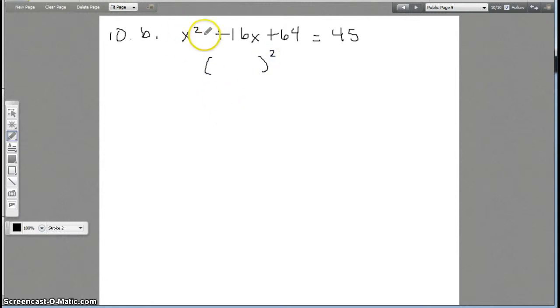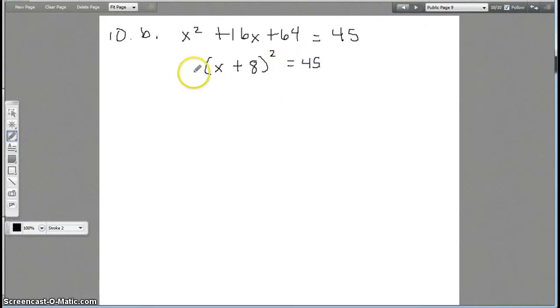We know when we take the square root of x squared, we get x. When we take the square root of 64, we get 8. Our middle term is positive, so we can put a plus in between. Now we need to check and make sure this works. x squared is x squared. 8 squared is 64. 2 times x times 8 is 16x, so it works. So we have x plus 8 squared equals 45.